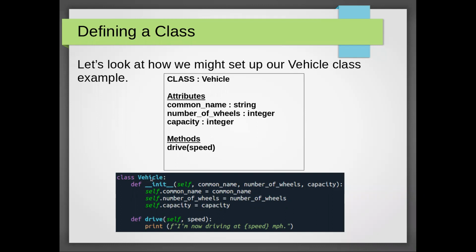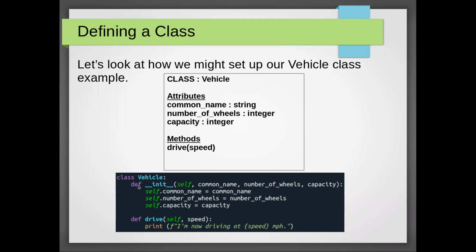So we set up our class here. Remember, we use the class keyword. We give it our name here with a capital V to indicate it's a class. So class Vehicle. Then we use our colon. And everything here that's indented is part of this class blueprint.